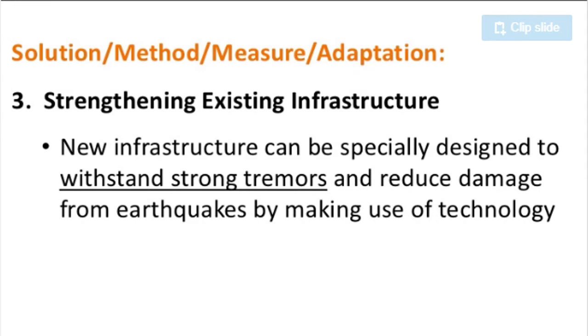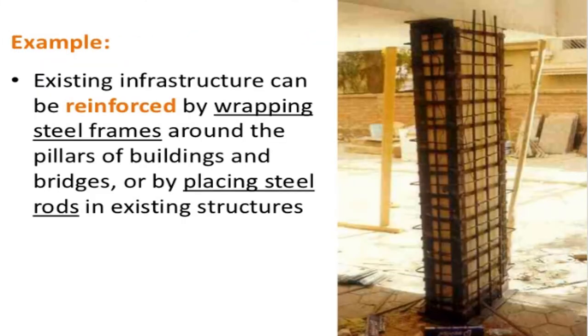Strengthening existing infrastructure. Existing infrastructure can be specially strengthened to withstand strong tremors and reduce the damage from the earthquakes by making use of the technology. Example, existing infrastructure can be reinforced by wrapping steel frames around the pillars of the buildings and bridges and by placing steel rods in the existing structures. You can see in the diagram.